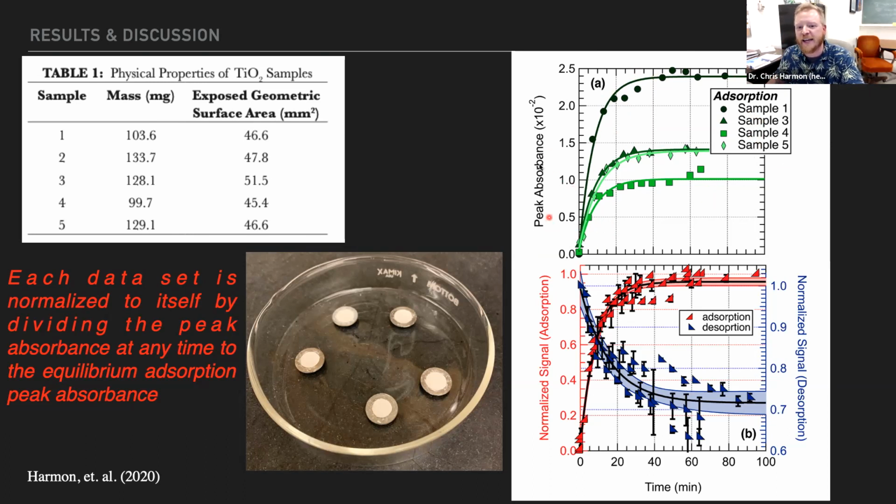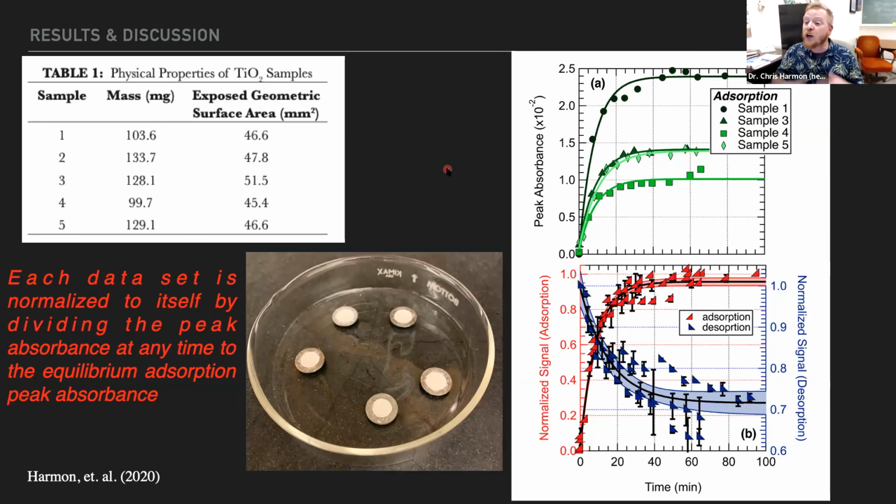And here, this is looking at the peak absorbance of that carbonyl over time. You can see all of the samples have a different absolute absorbance that they saturate at. So sample 1 is saturating at about 2.5 times 10 to the minus 2 absorbance units, whereas sample 4 is significantly lower than that.